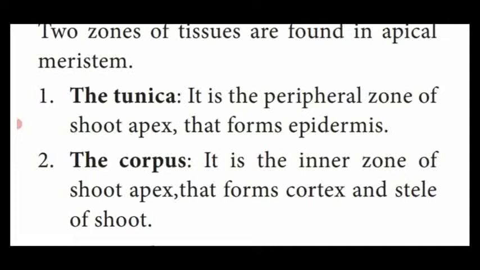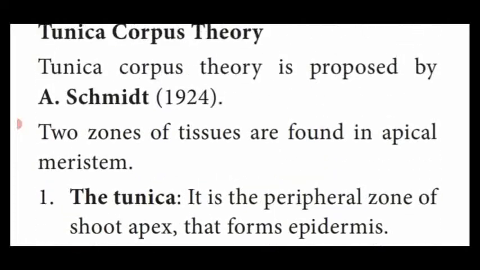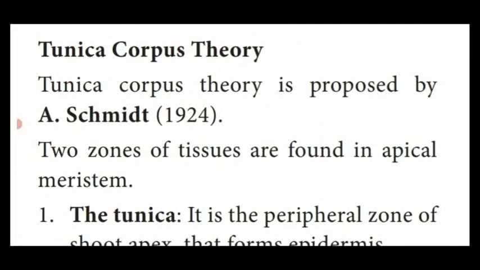So in the histogen theory, it is divided into 2, plerome and periblem. Periblem is the middle layer, plerome the inner layer. So here both of them are joined together, known as the corpus zone, which gives rise to the cortex and stele of the shoot. So that theory is known as the tunica corpus theory, proposed by Schmidt.